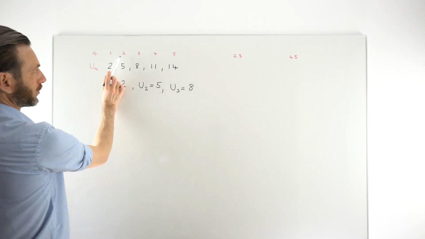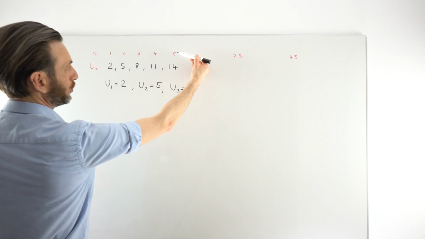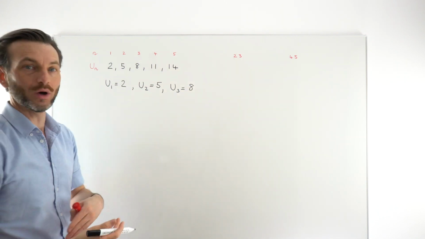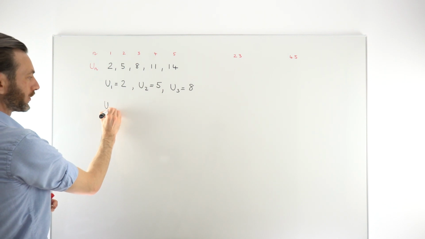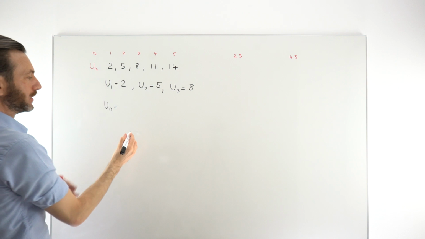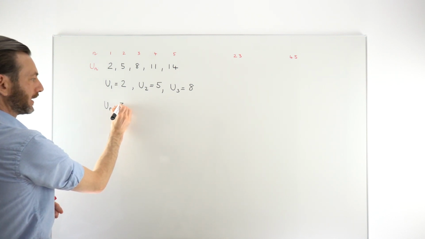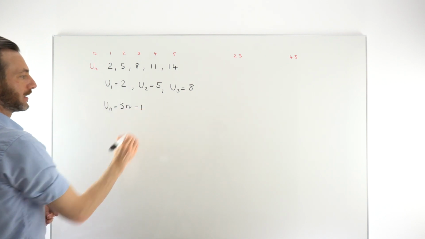Let's check that out on another number. Multiply by 3, 6, take away 1, 5. Multiply by 3, 15, take away 1, 14. So that tells us in general, our rule for this particular sequence is that u_n, like any number in the sequence, can be generated by taking 3 times n, whatever the n value is, and then subtracting 1.